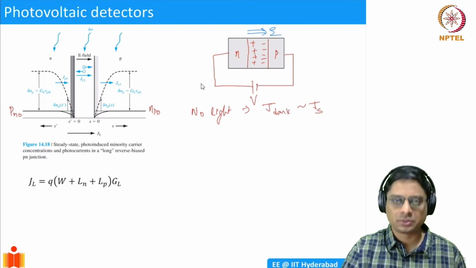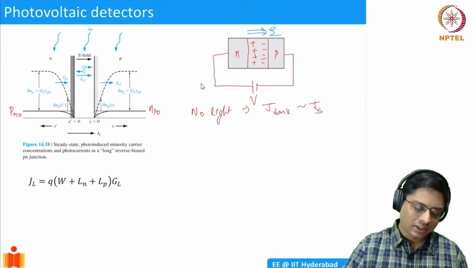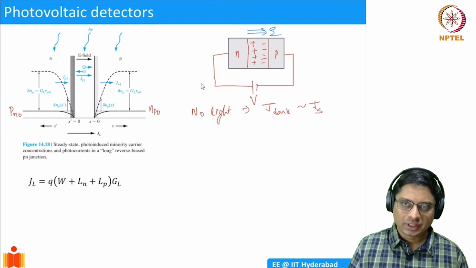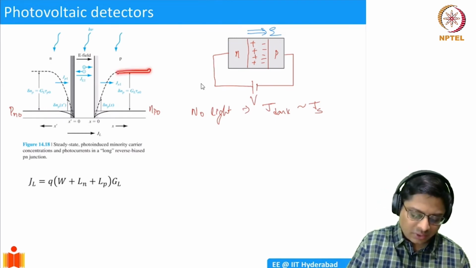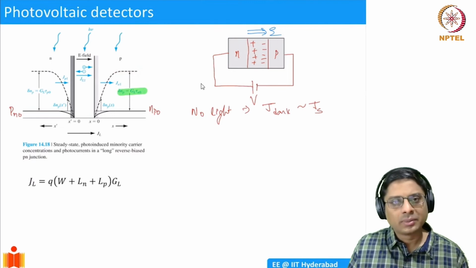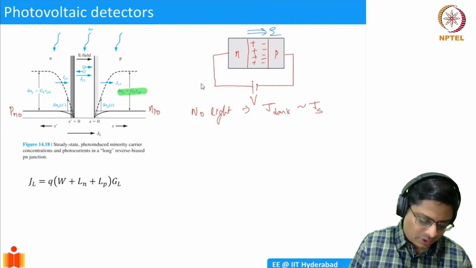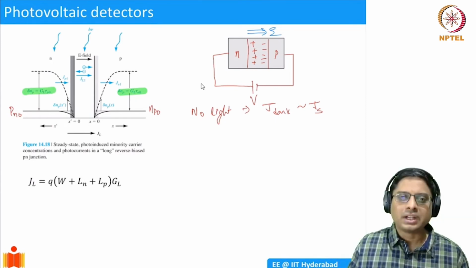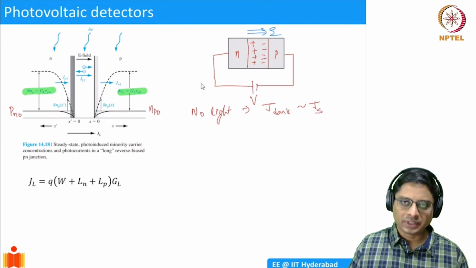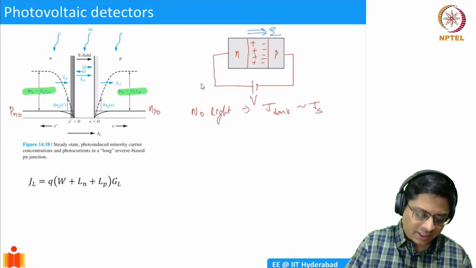Now, if you shine light, what happens? Well, you're going to introduce minority carriers. How many minority carriers are you going to introduce? In this region, you're going to introduce the generation rate times the minority carrier lifetime, which is tau n. And on the left, you're going to introduce generation rate times the minority carrier lifetime again. But because of the electric field present, these carriers are driven away.